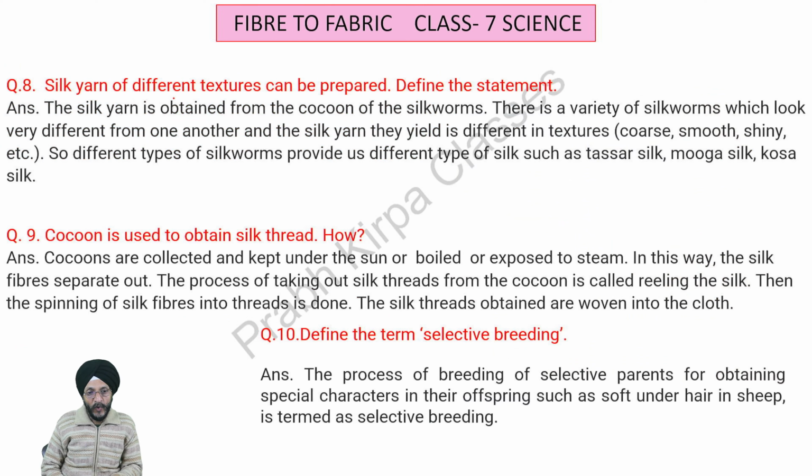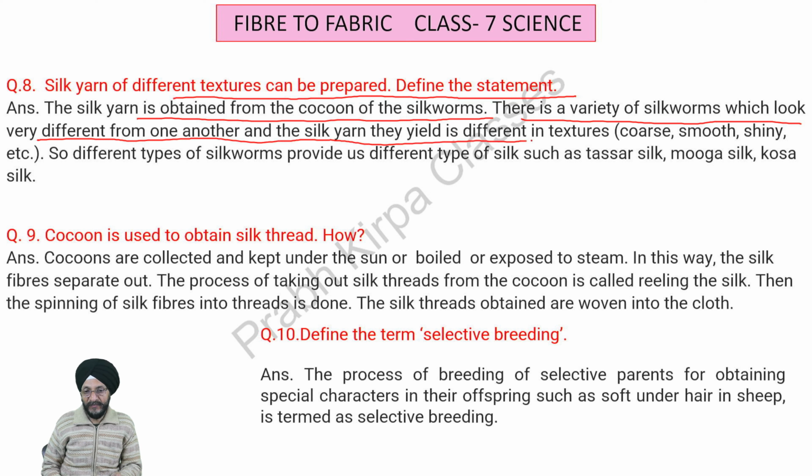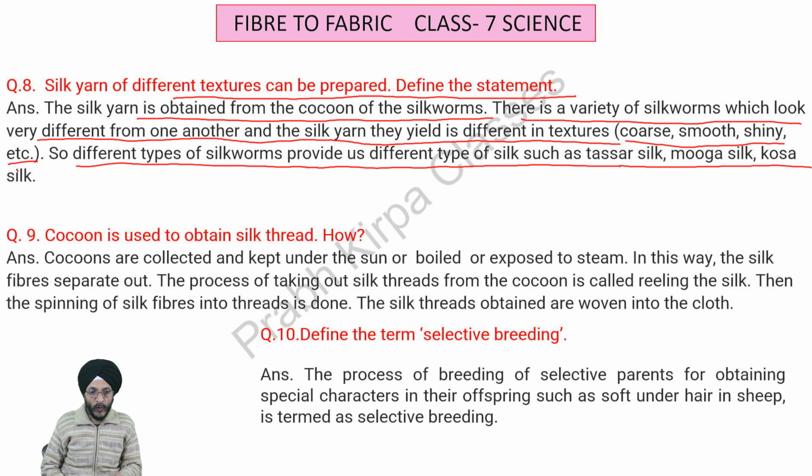Silk yarn of different textures can be prepared. Define the statement. Silk yarn is obtained from the cocoon of silkworms. There is a variety of silkworms which look very different from one another, and the silk provided by them is also different in texture. The texture may be coarse, smooth, shiny, etc. So different types of silkworms provide us different types of silk such as tassar silk, moga, kosa silk, etc.